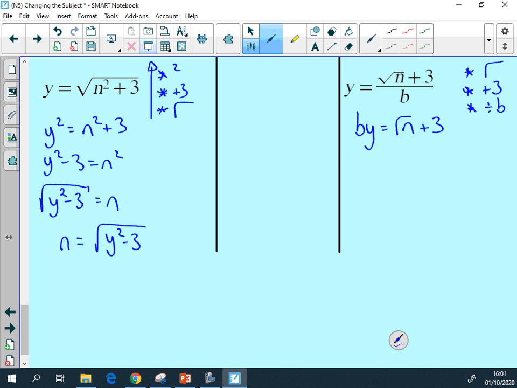And the next thing is adding 3, so I'm going to take away 3 from both sides. That's equal to the square root of n. And then to get n on its own, to make it the subject, I'm going to have to square both sides. And when I'm squaring this, I'm timesing all of it by itself. So I put my brackets in, and I use my square notation. So n is equal to by minus 3 all squared.